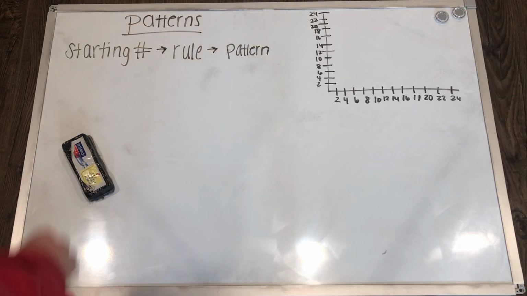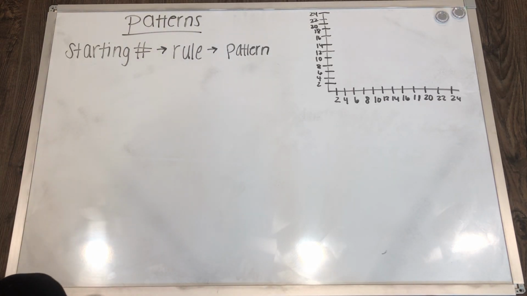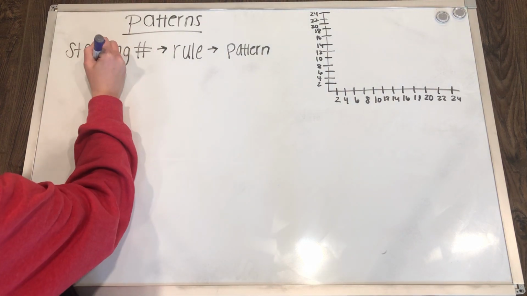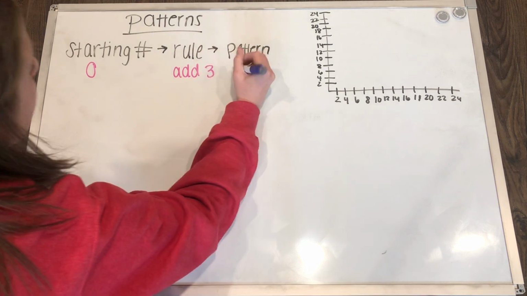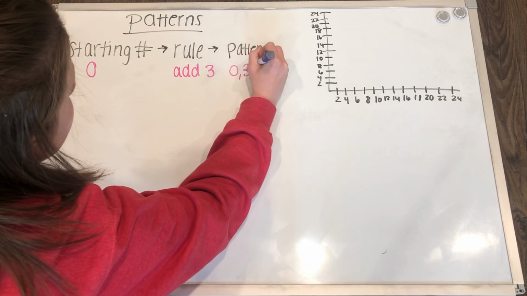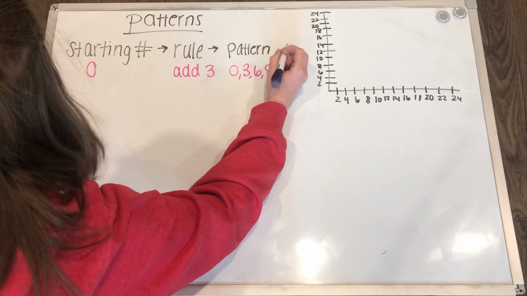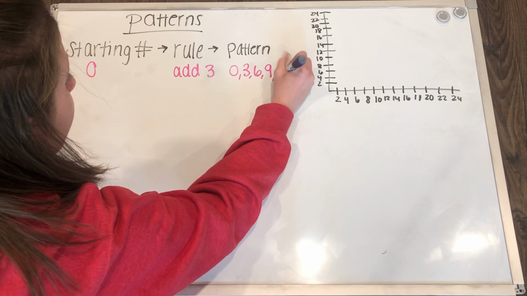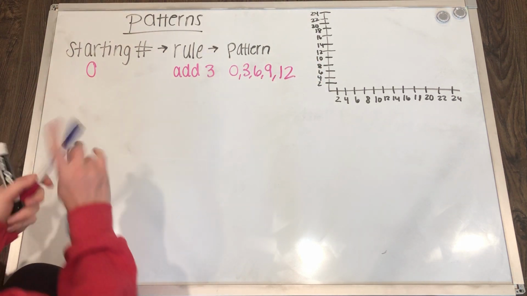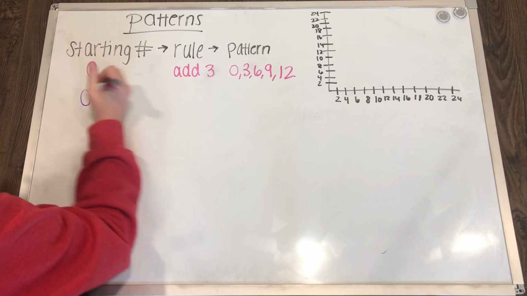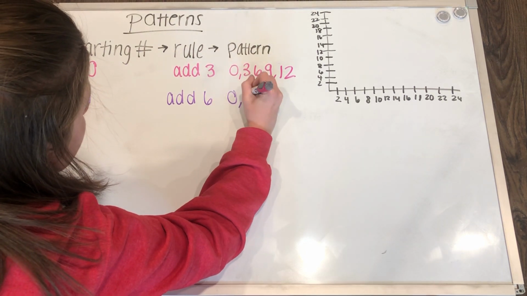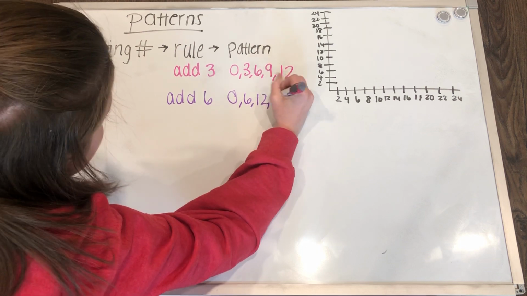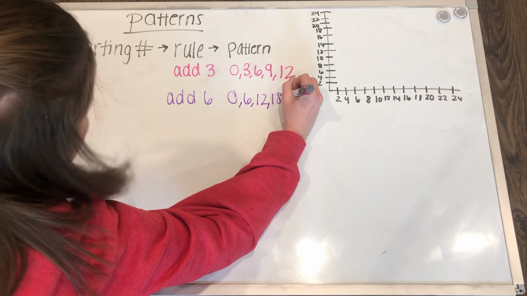All right, so in this video, we're going to talk about patterns. So let's start with our first pattern, which is starting at 0. We're going to add 3. And so our pattern is 0, 3, 6, 9, and 12. Our second pattern is we're going to start at 0 and we're going to add 6. So it's going to be 0, 6, 12, 18, and 24.